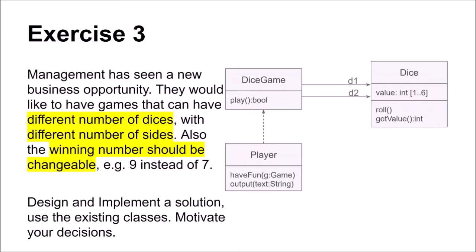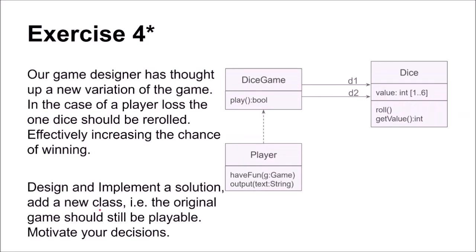Exercise number 3. The management of our gaming company has seen a new business opportunity for these wonderful dice games. They would like to have games that can have different numbers of dices, so maybe 5 dices, and also have different numbers of sides for the dices. Also, the winning number should be changeable, so maybe one game should be played with 3 dices and have the winning condition 9 instead of 7. So we should design and implement a solution for this using the existing classes and motivate the decisions we make.